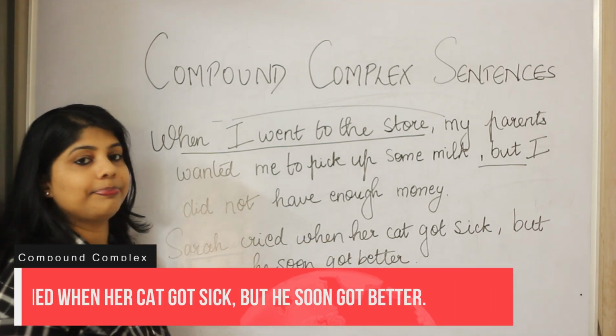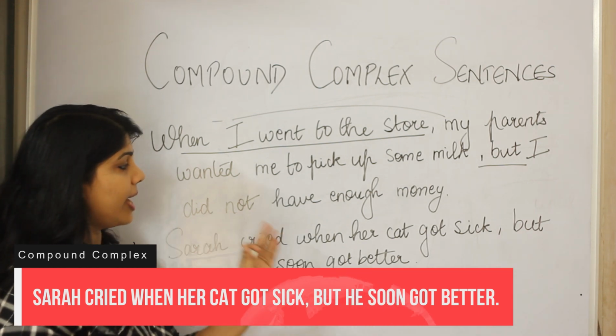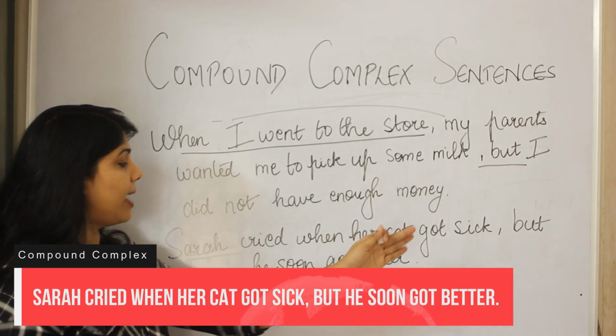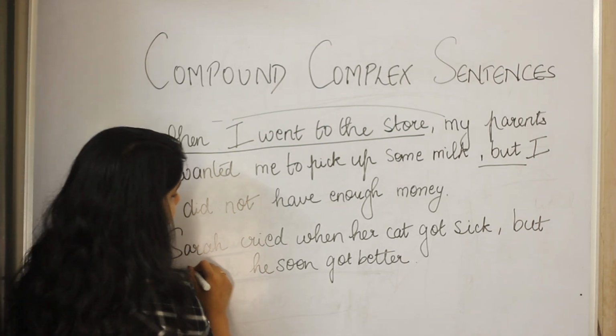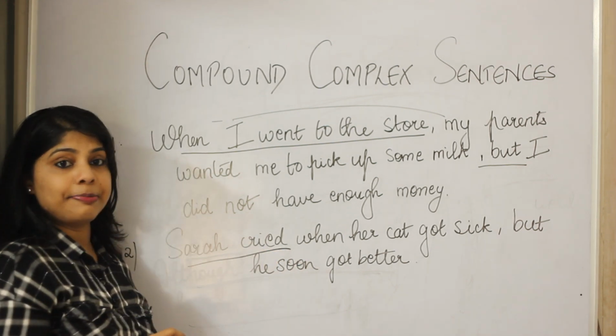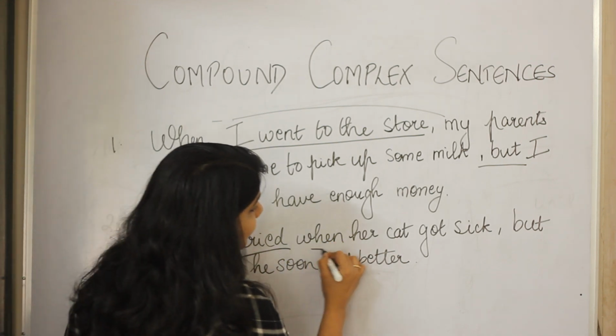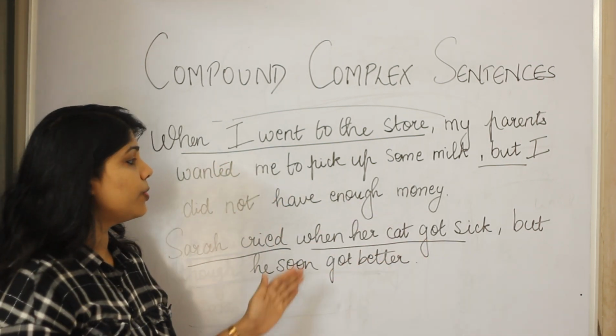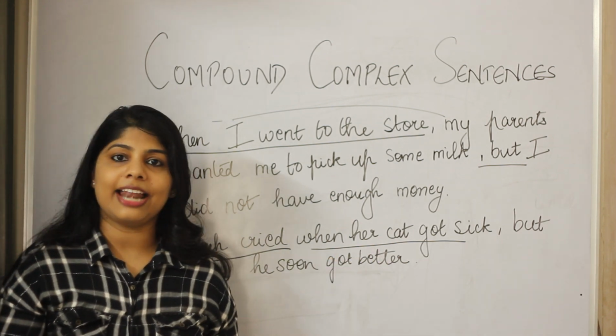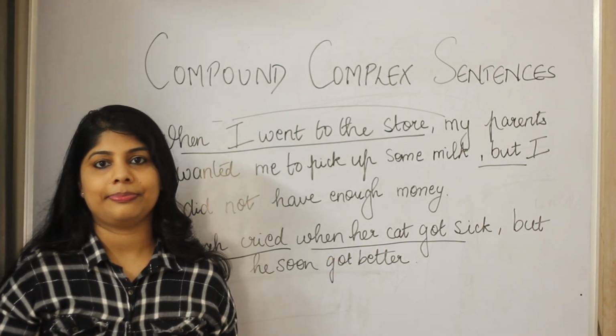The second one. Sarah cried when her cat got sick, but she soon got better. Here, Sarah cried is the independent clause. When her cat got sick is the dependent clause, but she soon got better is again the independent clause.